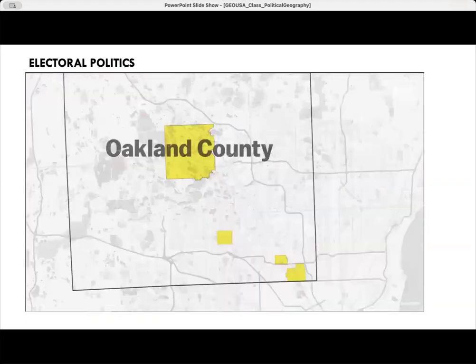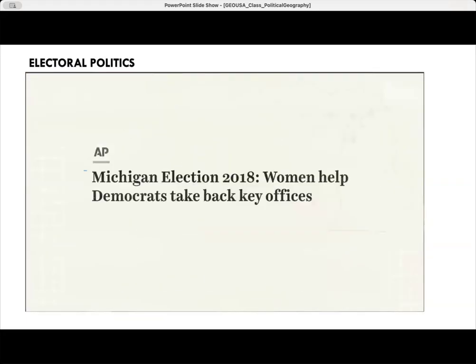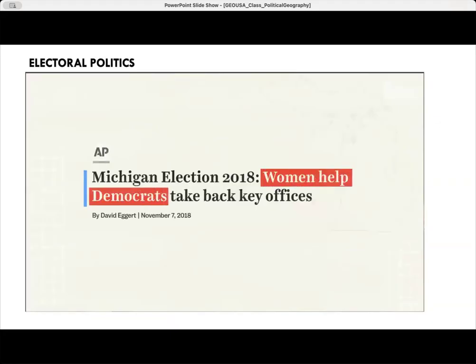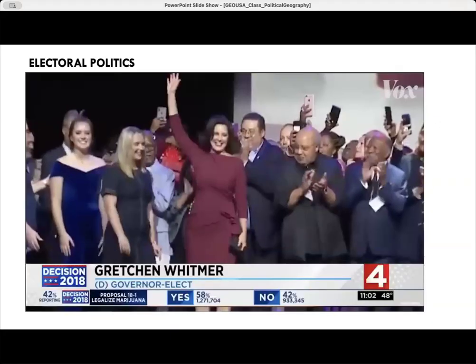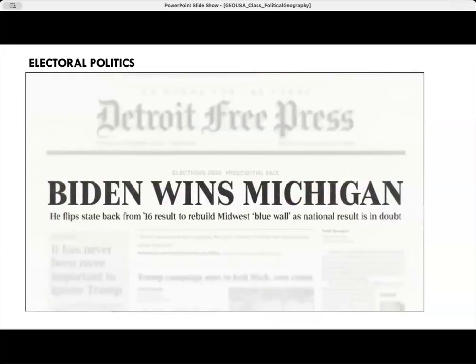Huntington Woods, Waterford, Franklin, Ferndale. All in Oakland County. Women, especially white women in places like Oakland, were a big part of what drove the Democrats to their victory in 2018 and led to Trump losing the state in 2020.